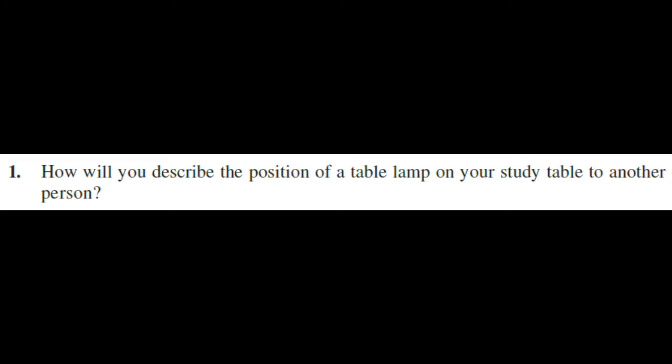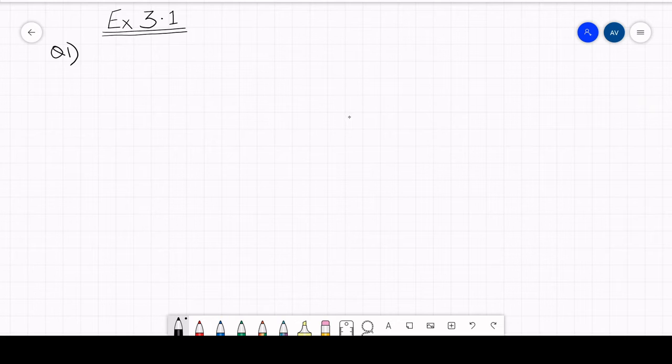The first question is, how will you describe the position of a lamp on your table to another person? It's a slightly strange question, doesn't seem to be mathematical, but in the context of coordinate geometry we're going to try and explain it. So let's say, let me draw a lamp. Now let's say this is my lamp and it's on a table.